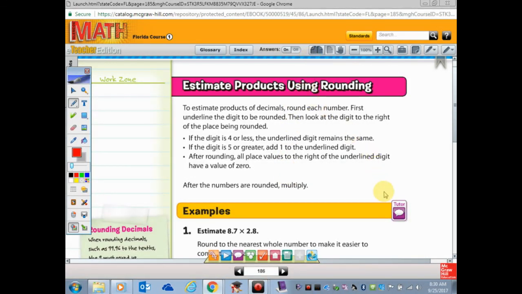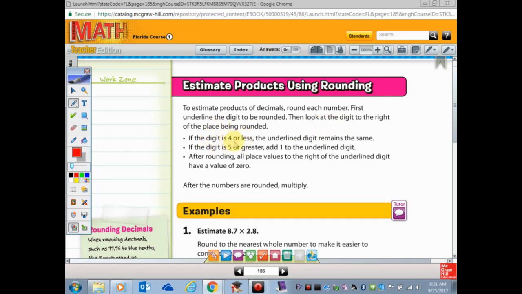Okay, today we're working with estimation with decimals to work with multiplying to make it easier. Alright, to estimate products of decimals, you're going to round each number. First, you're going to underline the digit that you're going to round to. Then you look at the digit to the right of the place being rounded.